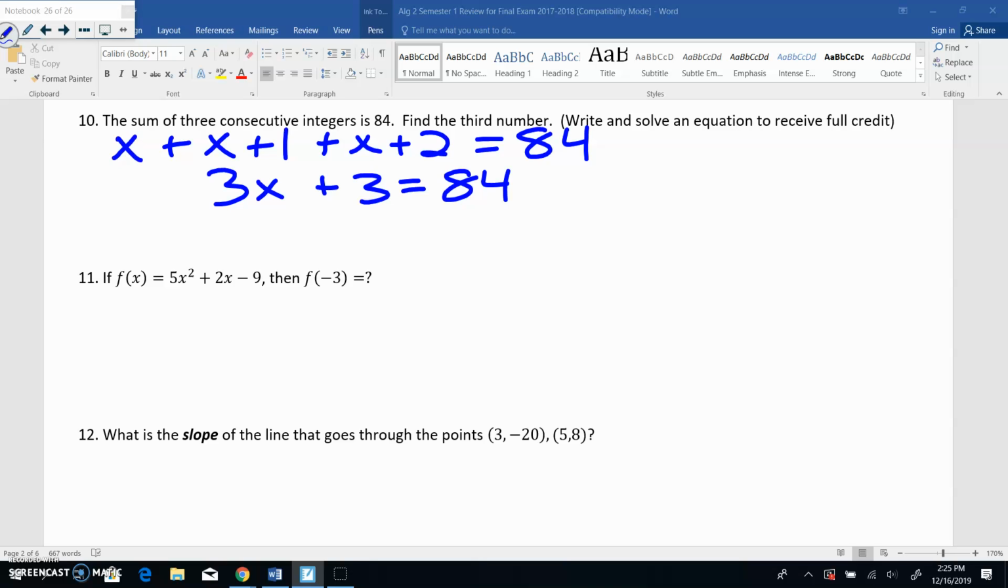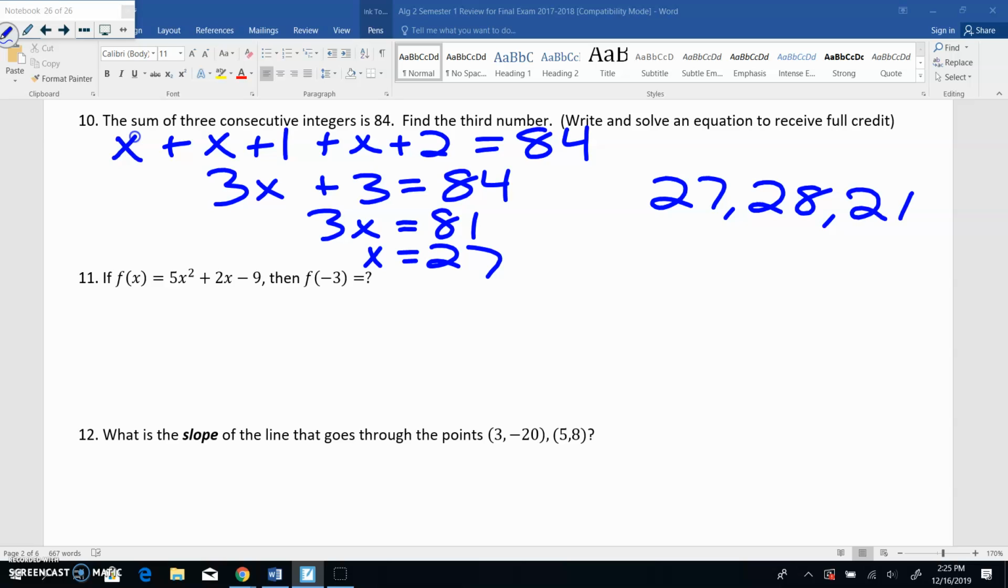I go ahead and subtract 3. I have 3x is equal to 81. Divide by 3, so x is 27. Remember, this gives me three numbers. The first number is 27, the second number is 28, the third number is 29. Then I have to pay attention to which one it wants. In this case, it says it wants the third number. So therefore, my answer should be 29. All right, next one.